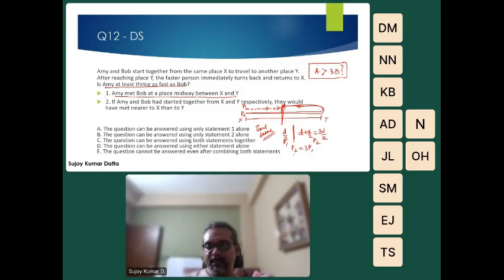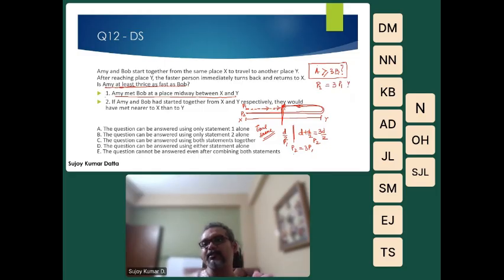So if P2 was A and B was P1, then P2 is 3 times P1, and the answer would be yes. If P1 was A and P2 was B, then the answer would be no. So statement 1 is not sufficient.